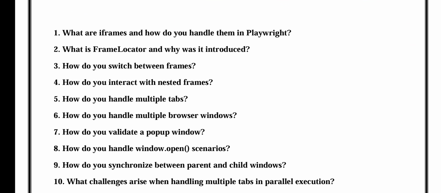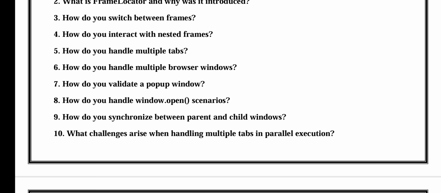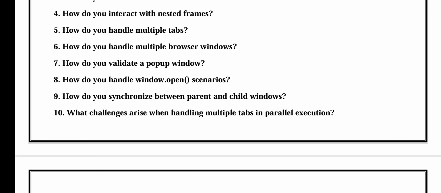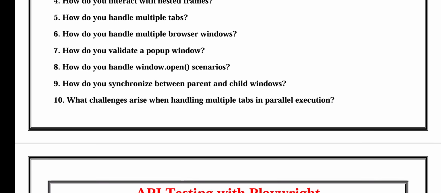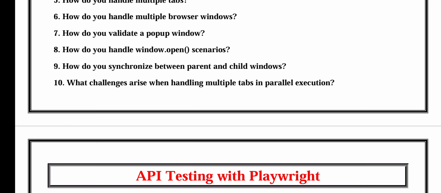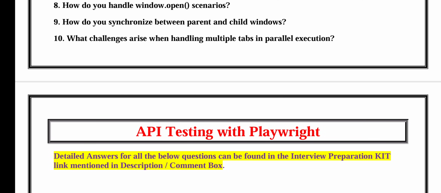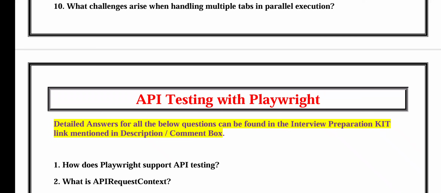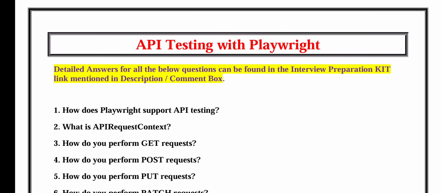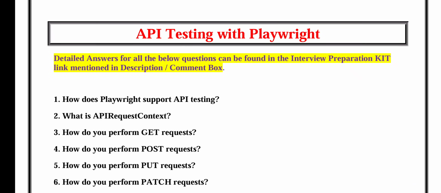How do you validate a pop-up window? How do you handle window.open method scenarios? How do you synchronize between parent and child windows? What challenges arise when handling multiple tabs in parallel execution? And the next set of interview questions are with respect to API testing with Playwright.